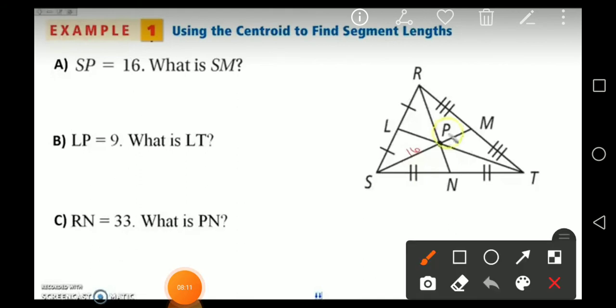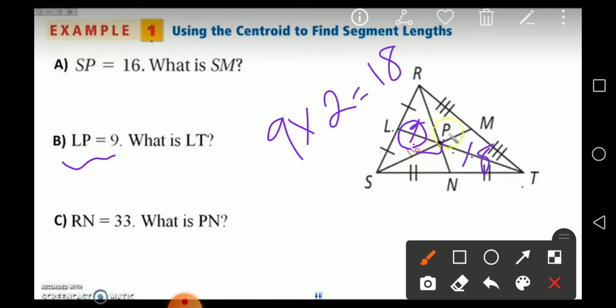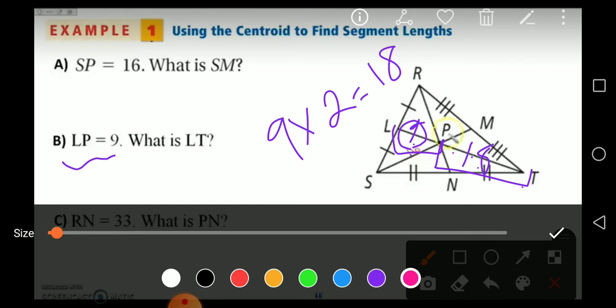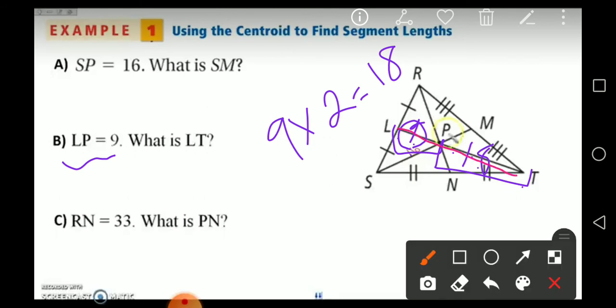What about this one? He gives me here LP is 9, and he asks me about LT. Remember, this 1/3 is 9, and this 2/3 will be what? Yeah, will be 18, right? Because 9 times 2 gives me 18, and LP is half of PT. So I have here 9 and 18. LT, this whole one, will be what? 9 plus 18 will give me 27.